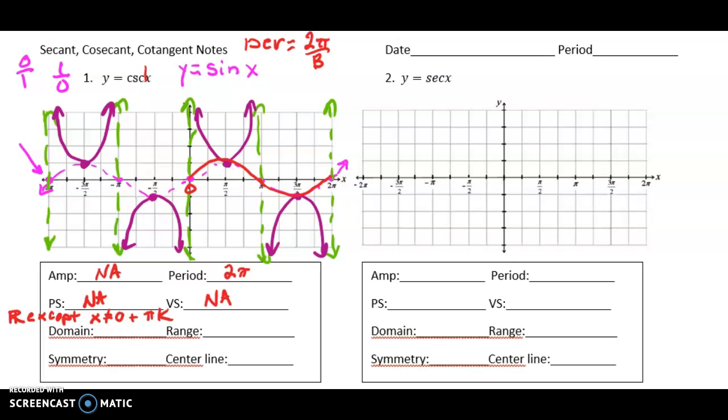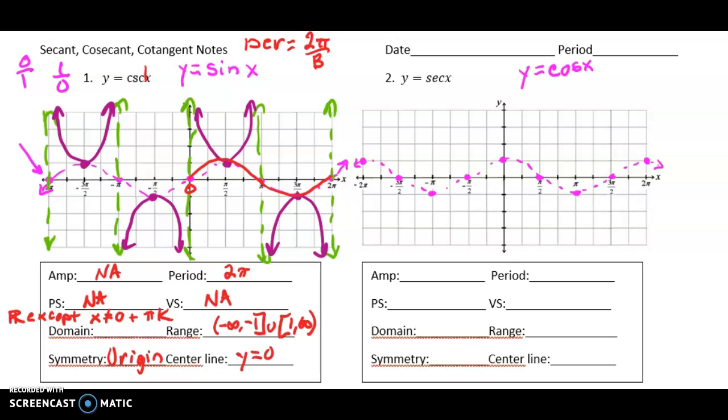And the range is negative infinity up to -1 with a bracket, union, bracket, +1 to positive infinity. It does have symmetry. It has origin symmetry. And our midline or center line is y equals 0.